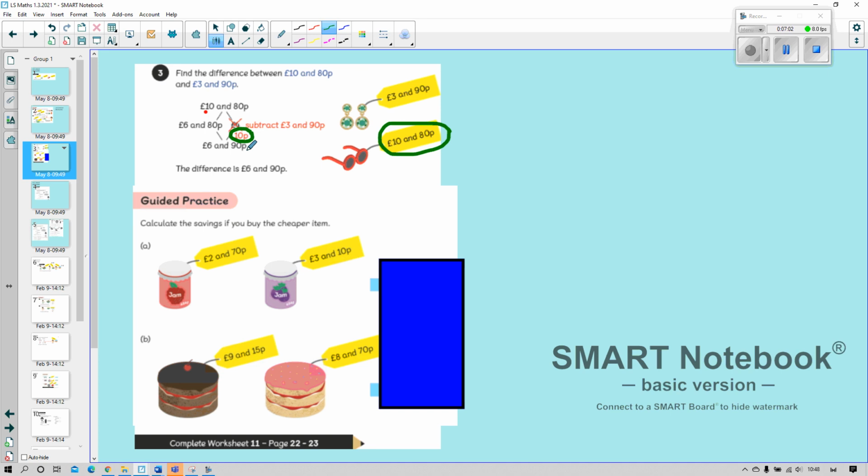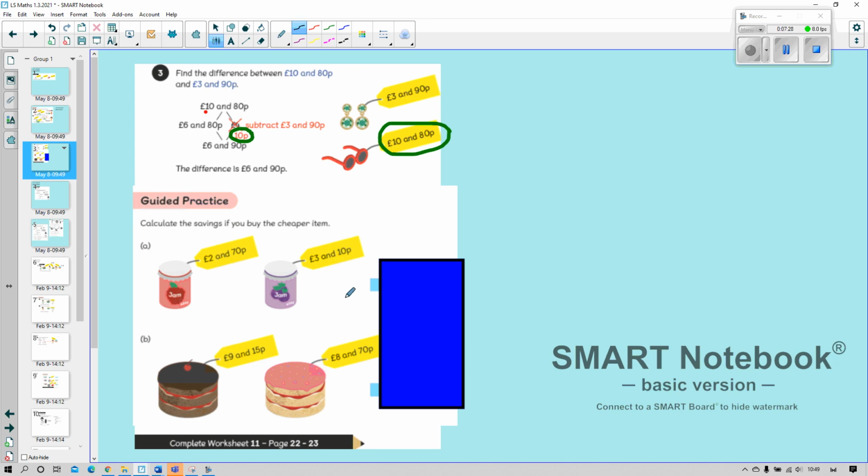Okay, well done everybody. Now for the guided practice, you can pause me here and you can have a go at working out this one. The question says, calculate the savings if you buy the cheaper item. So first of all, work out which is the cheaper. Don't forget, cheaper means the smallest quantity, the least expensive. That's right, so you can spot which one is the least expensive.